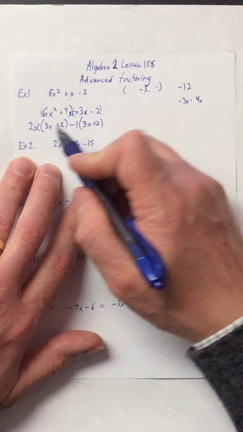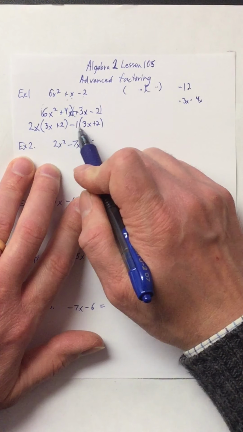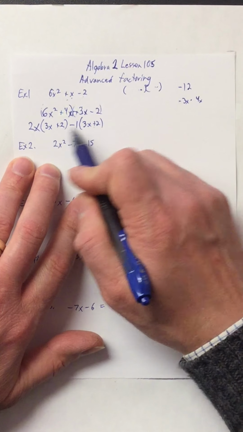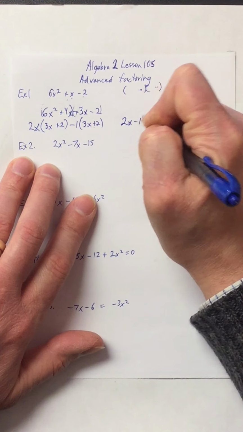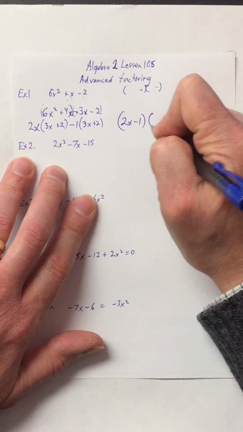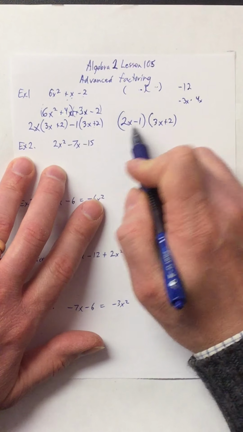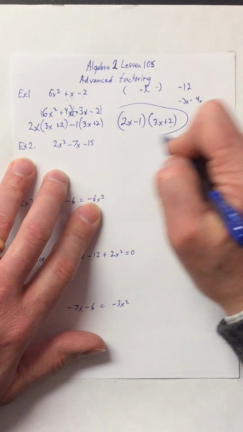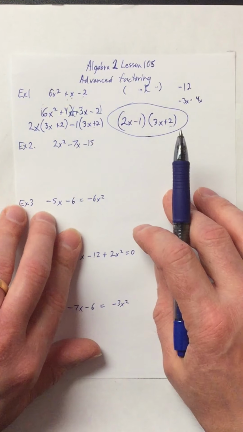Okay, then because the 2x is connected to all of this by multiplication, and the negative 1 is connected to all of this by multiplication, and the parentheses are the same, I can then connect the 2x minus 1 together in parentheses, and then the 3x plus 2, connected by multiplication, both these multiplied by that. And that's my factoring from this to two binomials.